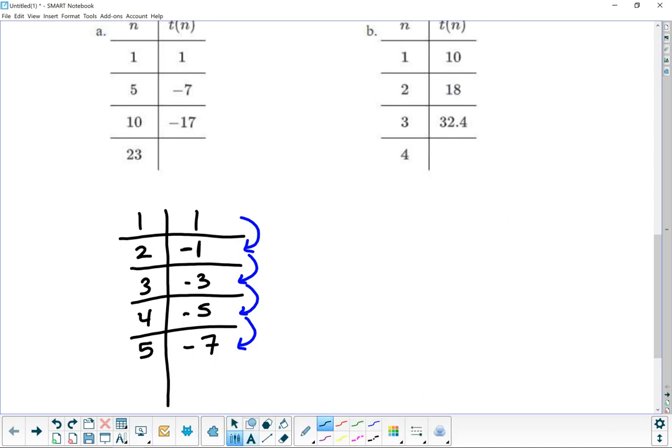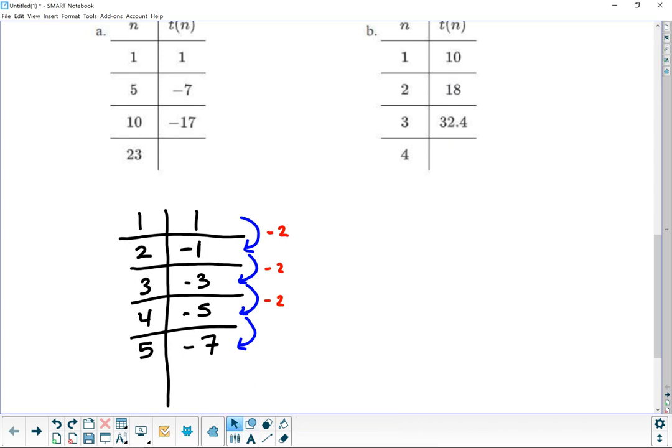All right, so it looks like what's happening is I am going down by 2 every time. So 1 and then -2 makes -1. -1 minus 2 makes -3. -3 minus 2 makes -5. And on and on and on.